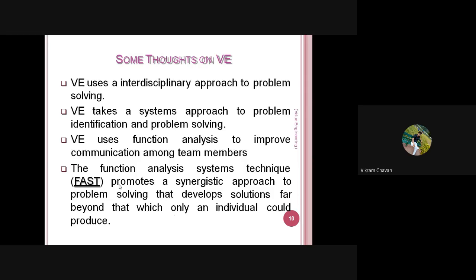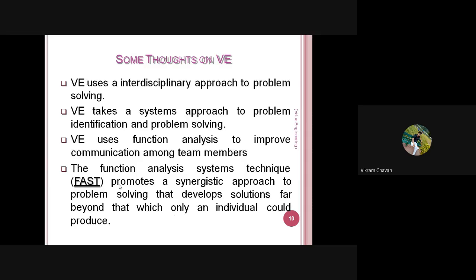So the results are very important, and they are far beyond what one individual could produce. Okay. So these are the thoughts on value engineering.